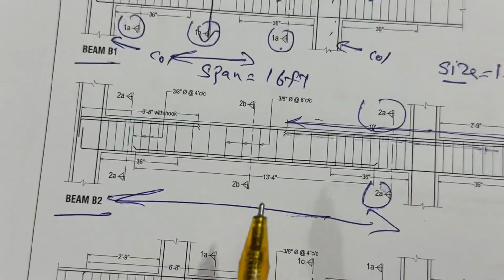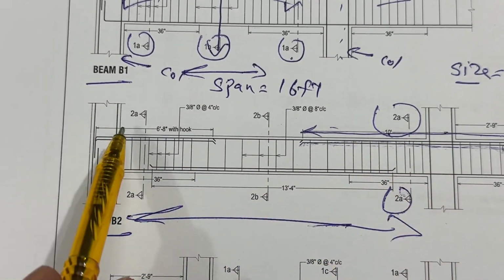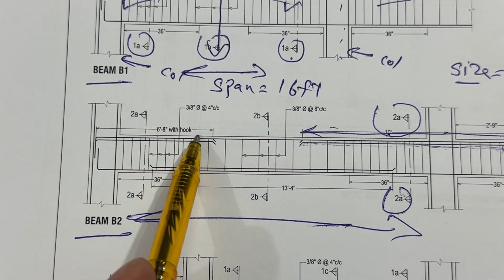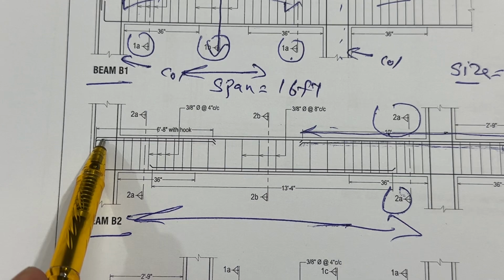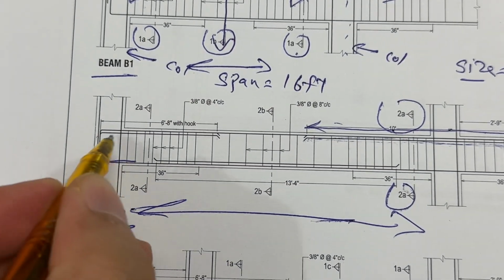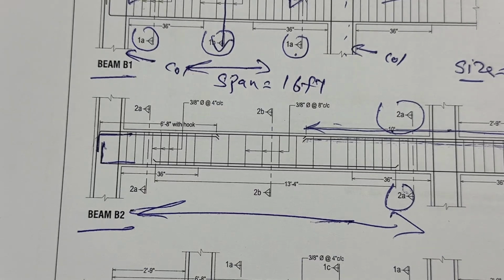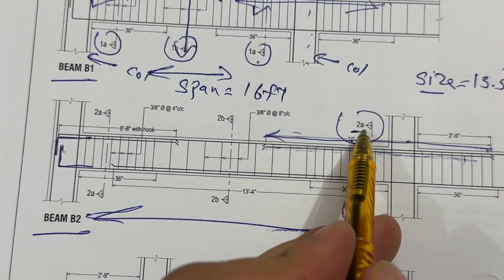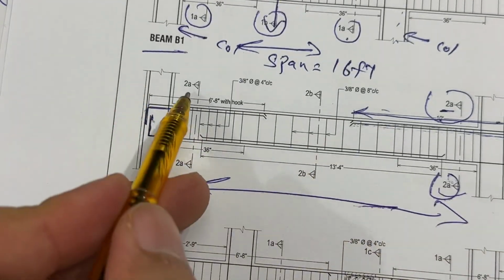depth is 12 inches, width is 13.5 inches. Here same, 2A and 2A you can see here at the distance of 6 feet and 8 inches with hooks you can see here. And this is development length also, which is very important. Development length should be placed to make a good bond between steel and concrete. So this is the 2A section, look at here.